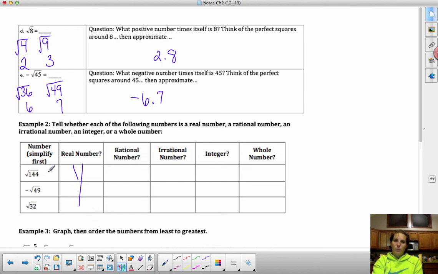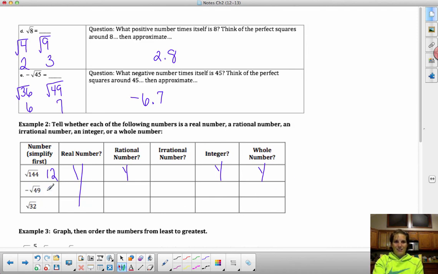The square root of 144. Well, that's really a 12. So 12 I can write as a fraction. Is it something I'd be comfortable with if I got an answer? Yes. How about a whole number? Is it a whole number? Yes. As a matter of fact, it goes all the way down to the natural numbers.